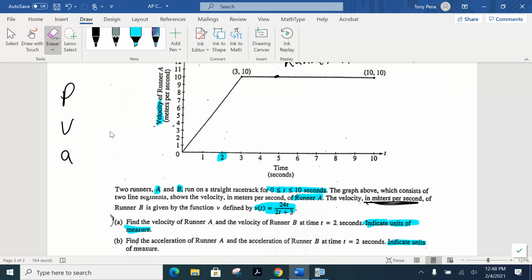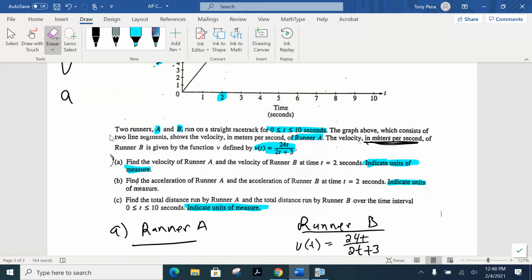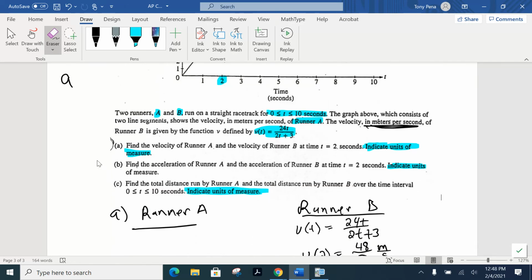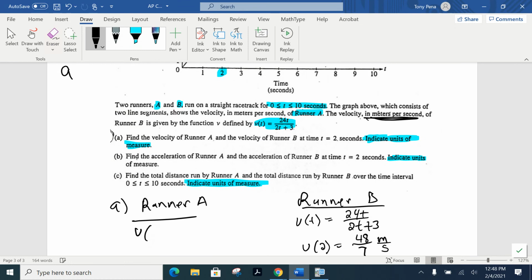It is 20 over 3, so that's good. So let's go to runner A down here. His velocity after 2 seconds is 20 over 3, and then that would again be meters per second. And what was your thought process, Steve? How did you do it?